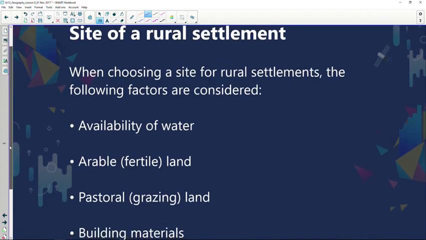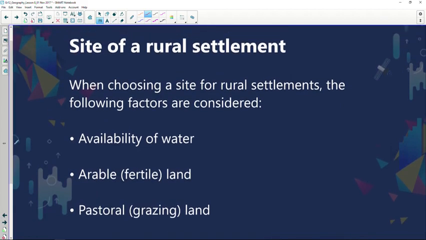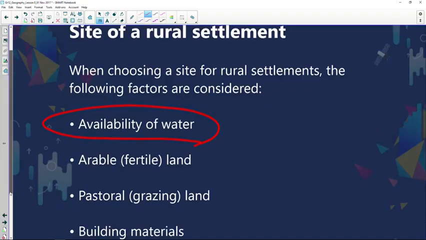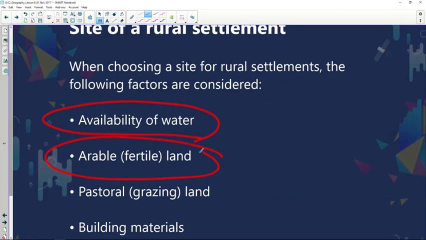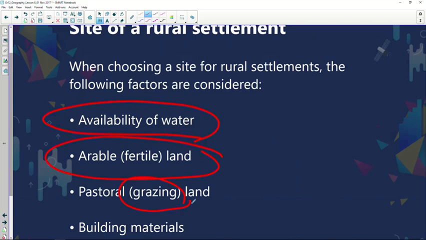If you look at the site of the rural settlement, people need to make sure there's availability of water, because it's impossible to farm if there's not going to be enough water for their crops. And then they need to look at the soil. Is it fertile? Will we be able to plant the crops? Or is it instead going to be better to do cattle farming for grazing? So those are the factors that they need to keep in mind.